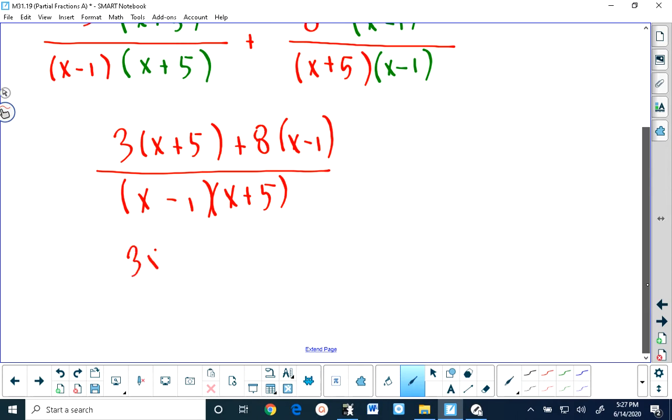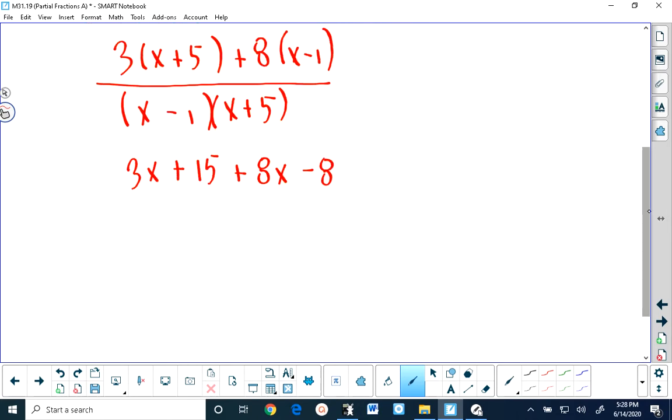3 times x is 3x plus 3 times 5 is 15. Then I have 8 times x, which is 8x, and I have 8 times negative 1, which is negative 8. I'm also going to expand out the denominator by FOILing out (x − 1)(x + 5) to get x² + 5x − 1x − 5.